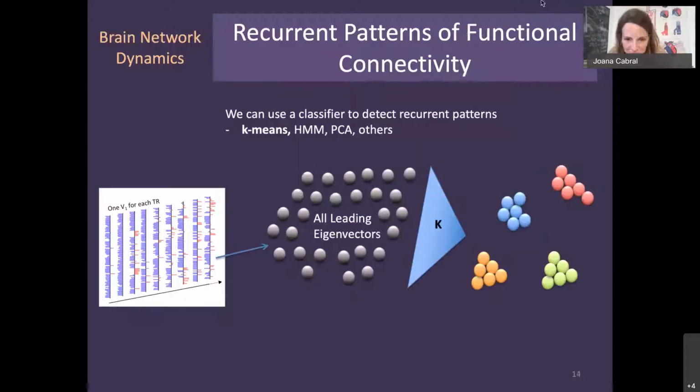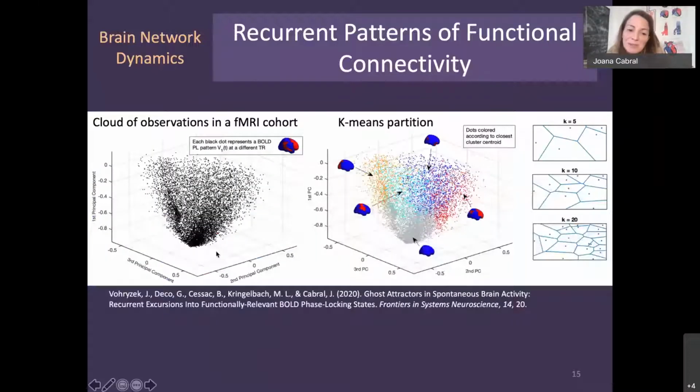So what we did is to use a classifier to detect recurrent patterns. Using unsupervised clustering is what so far has given us the best results. We take all the leading eigenvectors detected across a large number of scans in a given cohort. I already tried with different data sets, and we cluster this into K clusters, let's say. One way to represent this, which we used in a paper where we applied this to the Human Connectome Project data from 100 subjects.